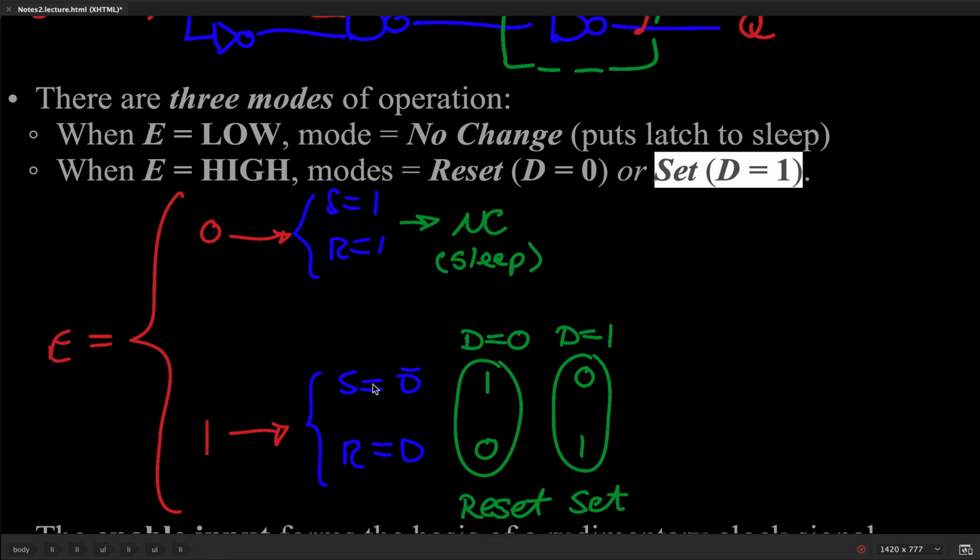All right, so S is equal to not D, R is equal to D. If D is equal to 0, then reset will be a 0. Therefore, this is the reset operation. If D is equal to 1, it is a set operation. So this is a very simple circuit.